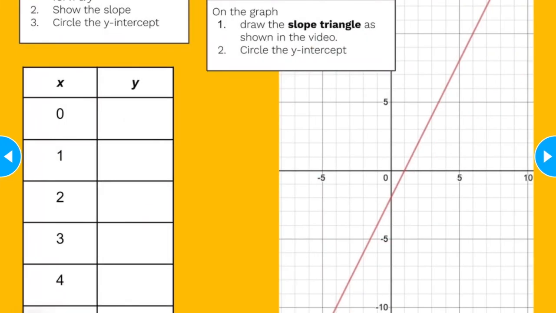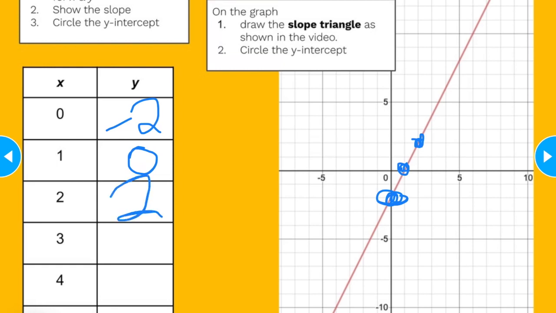In graph B, the line crosses the y-axis at negative 2. When x is 0, y is negative 2. When x is 1, y is 0. When x is 2, y is 2.